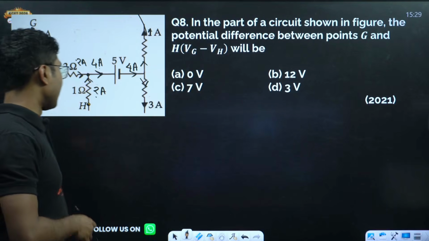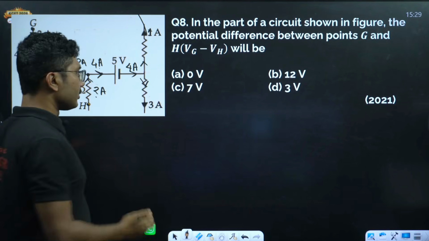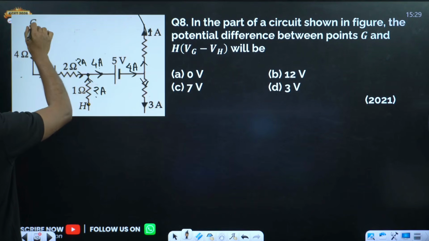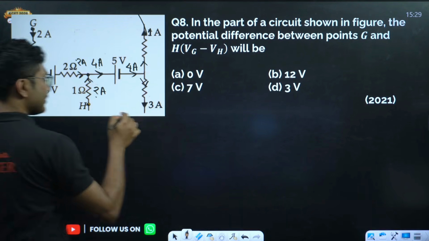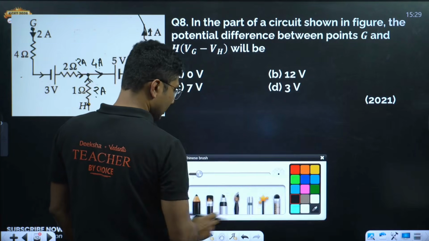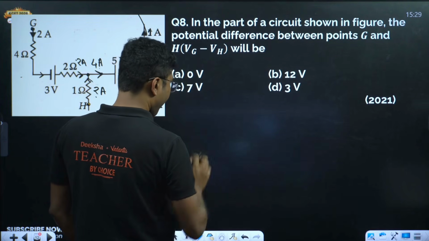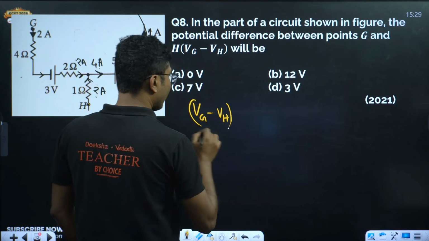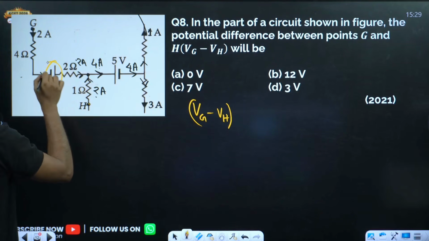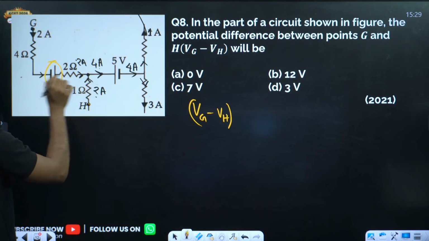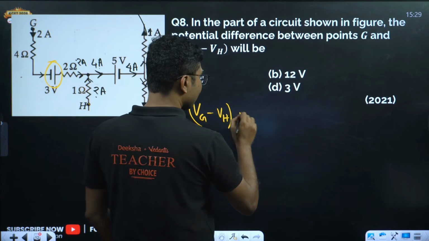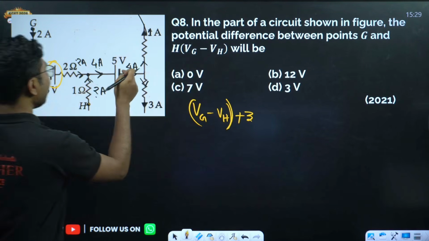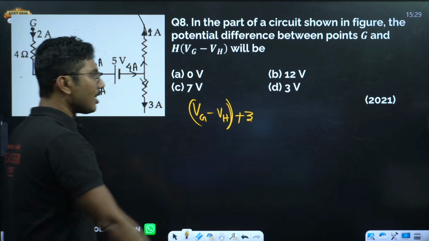Now we will apply Kirchhoff's voltage law. What does Kirchhoff's voltage law say? Suppose we are starting with G and H, so Vg minus Vh. Also we have one more cell over here, which, if you see, is sending the current in the same direction. So you have to add this voltage to this potential difference, that is 3. If it was sending current in the opposite direction like this one, then you have to subtract it.